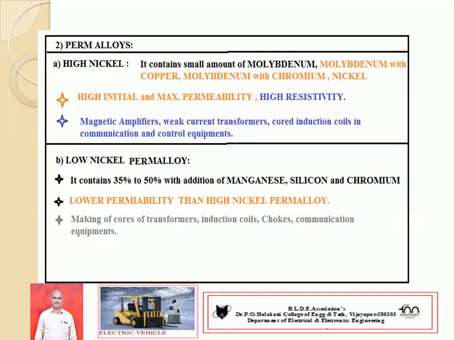Such types of materials are characterized by lower permeability than the high nickel firm alloy. Hence, where lower magnetizing properties are essential, under such conditions, this metal is more useful. Such materials are useful in making cores of transformers, induction coils, chokes and communication equipment.